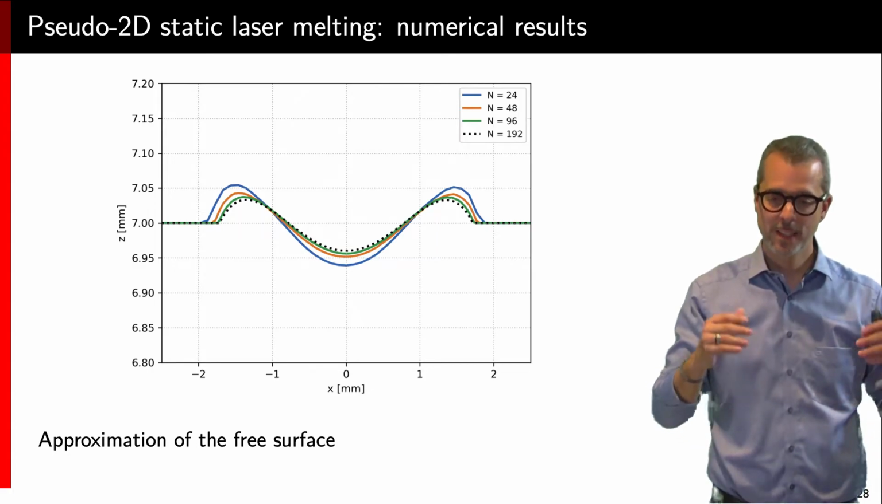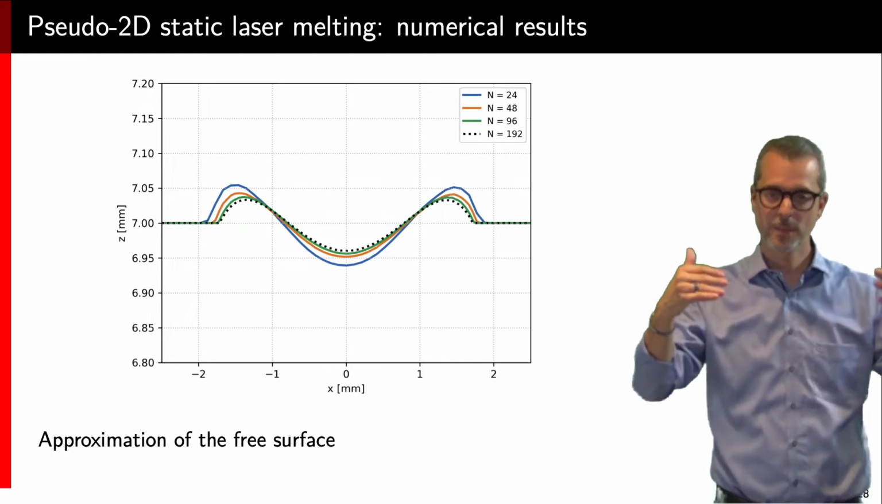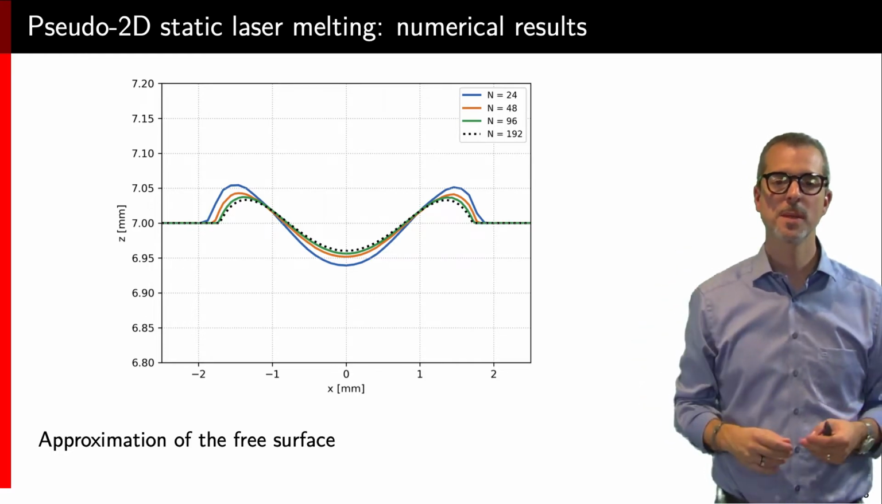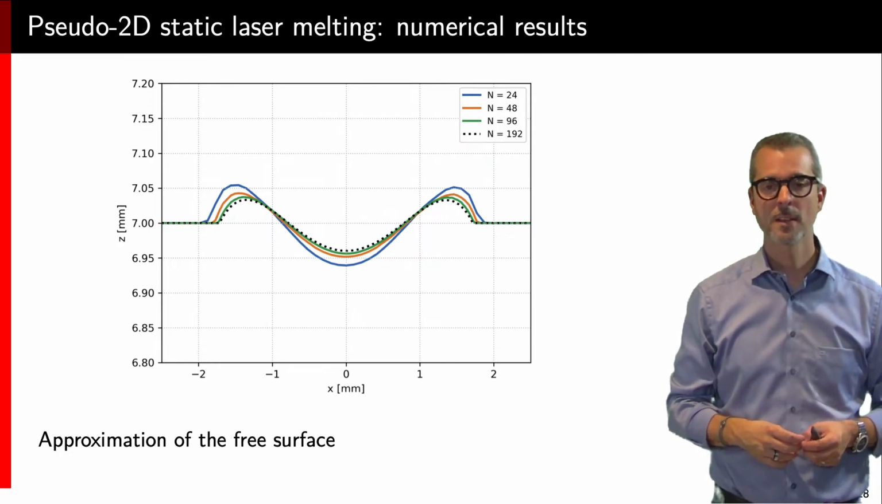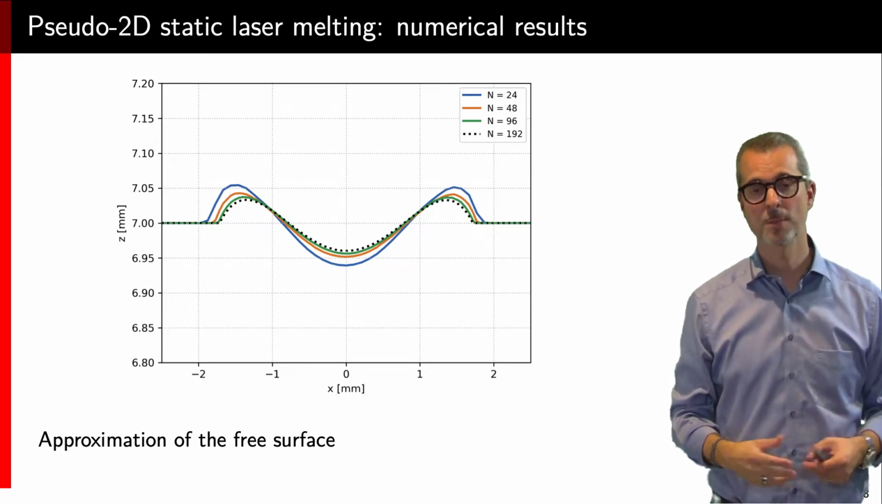More precisely, we want to zoom in on the free surface. So what we did here, we took finer and finer meshes again, and what you see here are the numerical approximations of the free surface for one given case. And you see that, at least to the eye, you have some type of convergence when the discretization parameter tends to 0.